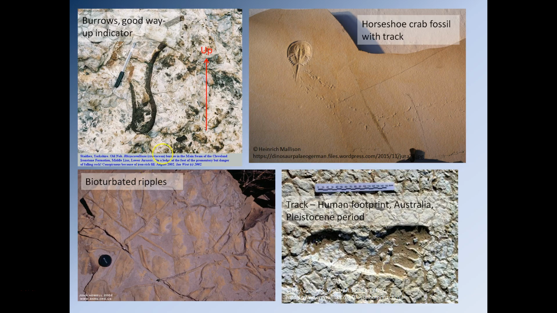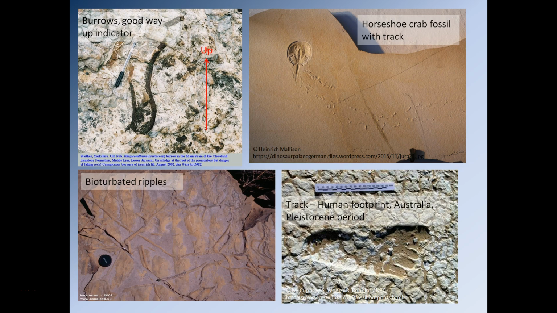So here we go, here's a nice example. We can see here we have the tracks of a horseshoe crab, and there's actually the horseshoe crab itself fossilized there. And so once again, we can see these tracks. Now horseshoe crabs leave a very distinctive set of tracks, and so that tells us something about the likely environment.